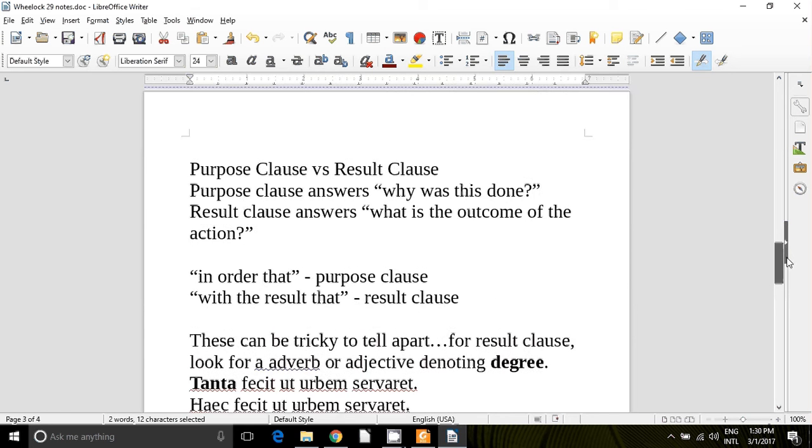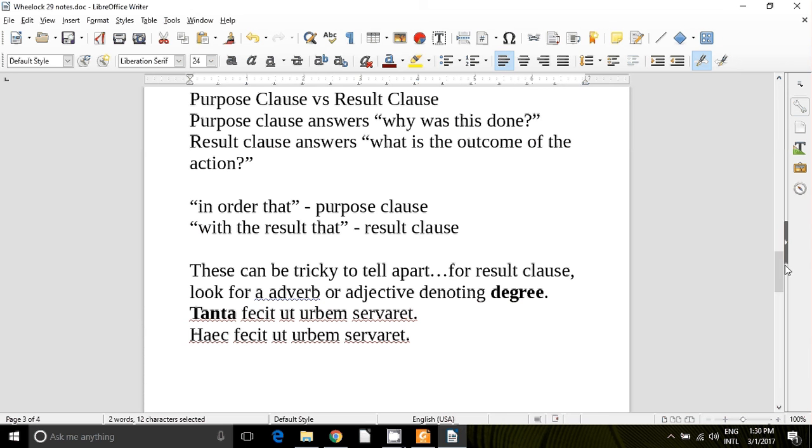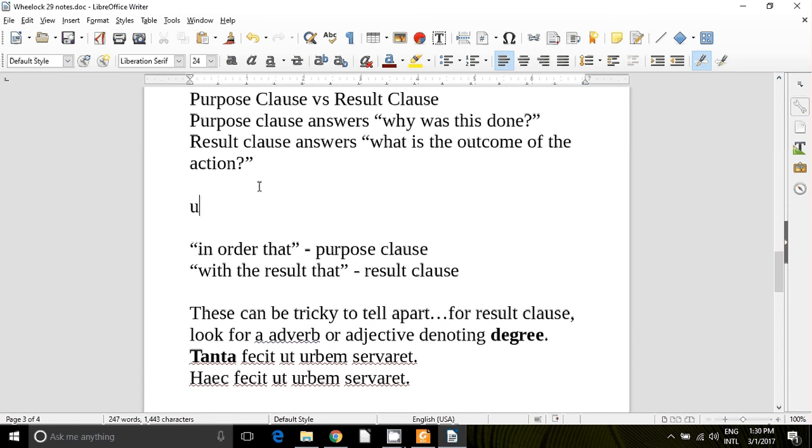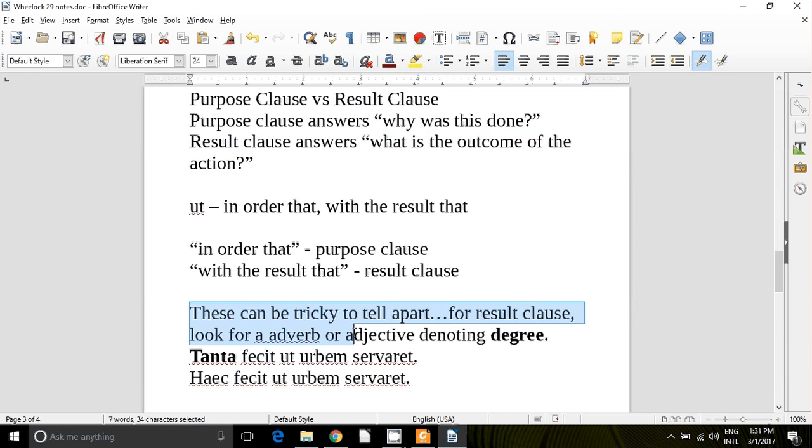And then the last bit of the chapter, you can read about purpose clauses versus result clauses. Both of these are ut clauses. So the real question is, how do you translate the word ut? Should it, in any given case, be translated with in order that, or with the result that? Is it a purpose clause answering the question, why was this done, in order that such and such? Or is it answering what was the outcome of the action, with the result that? They can be tricky to tell apart.